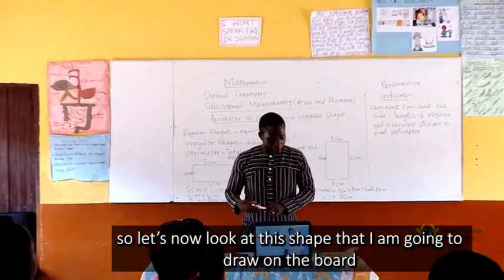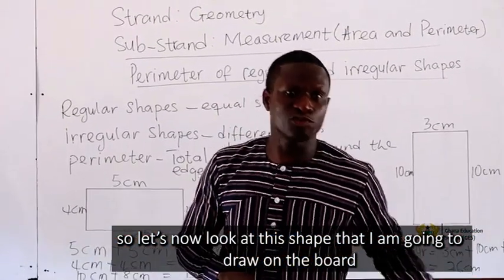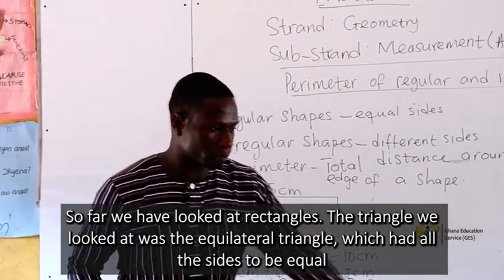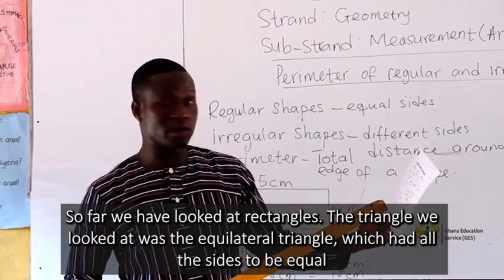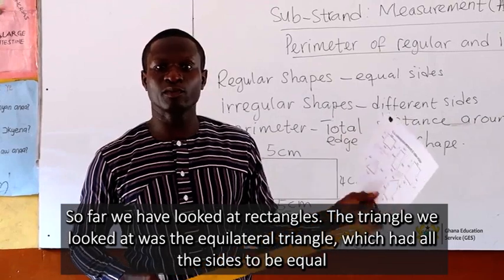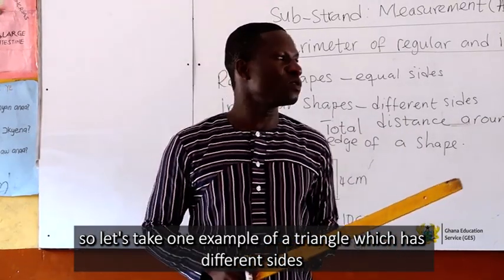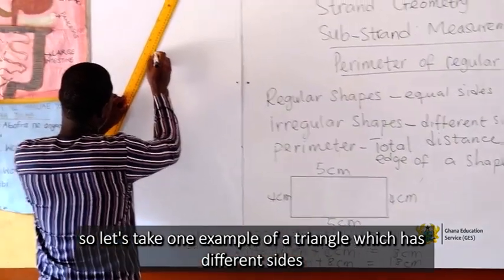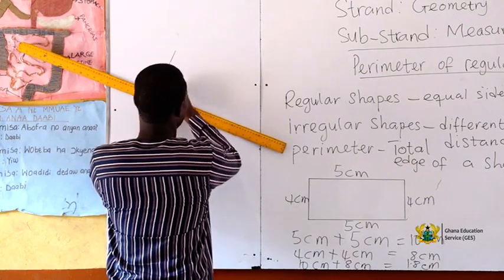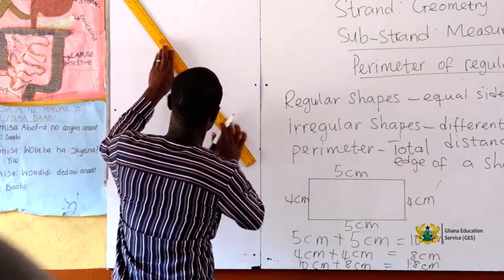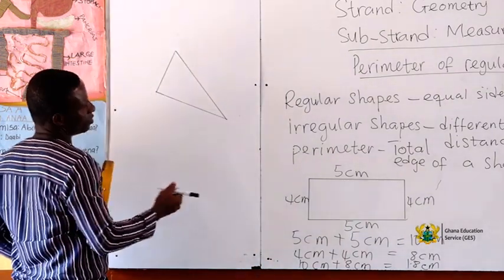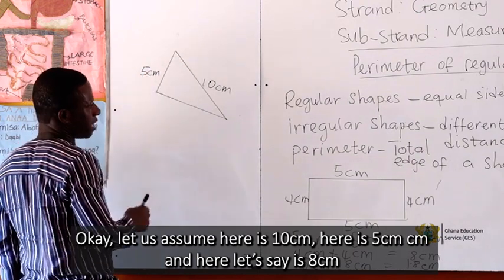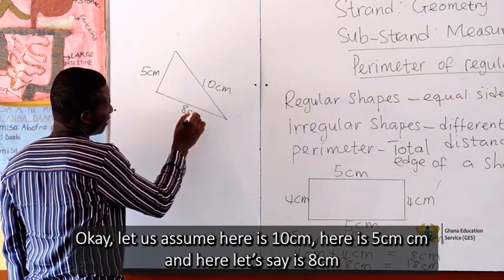All right, so let's now look at this shape that I'm going to draw on the board. So far, what we have looked at are rectangles, and the triangles that we looked at were equilateral triangles, which had all the sides equal. So let's take one example of a triangle which has different sides. So it can be this way, it can be that way. All right, so let us assume here is 10 centimeters, here is 5 centimeters, and here is, let's say, 8 centimeters.